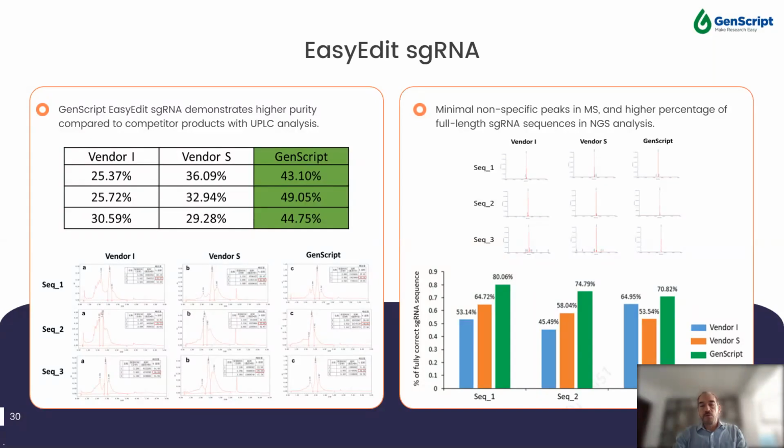So these are just some results with our EasyEdit sgRNA done side by side with other popular vendors on the market offering similar quality of similar service. As you can see, GenScript is usually with higher purity. We have less in mass spectrometry, we show a higher percentage of full-length sgRNAs, and we also show a higher percentage of full sequence sgRNAs.